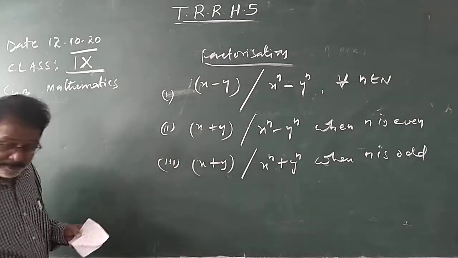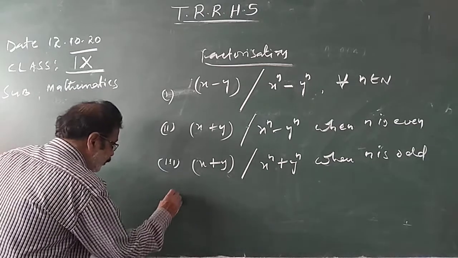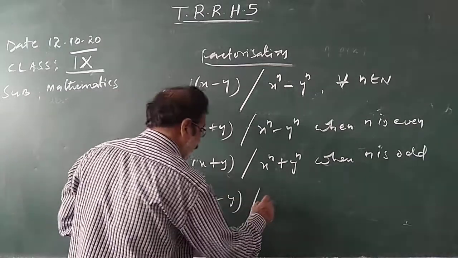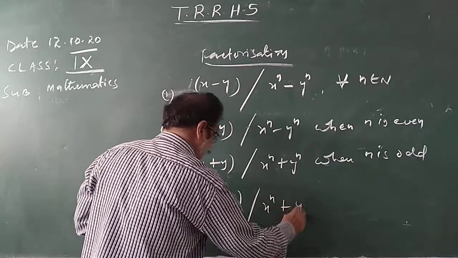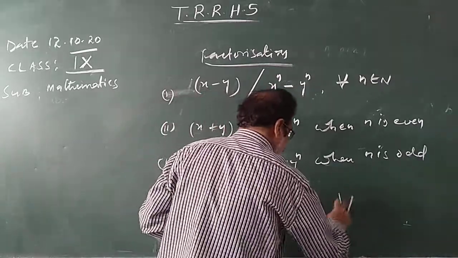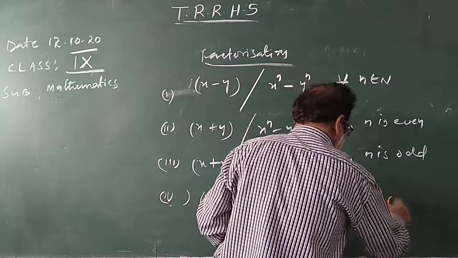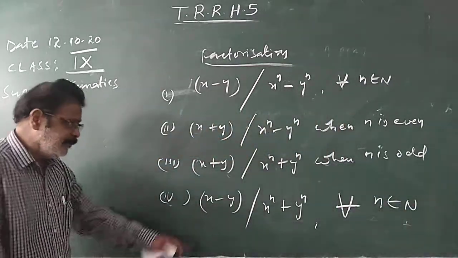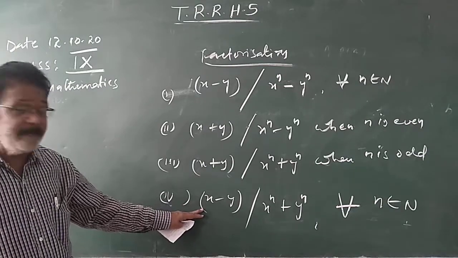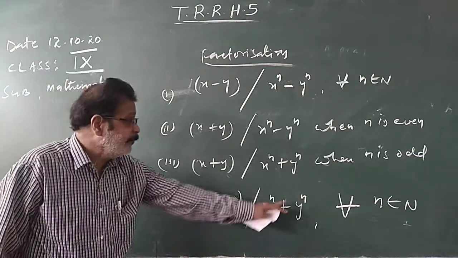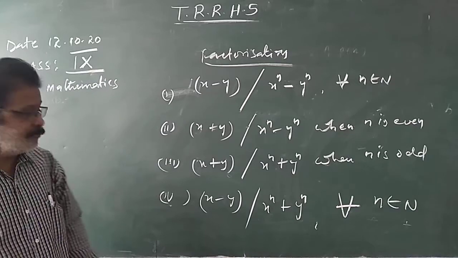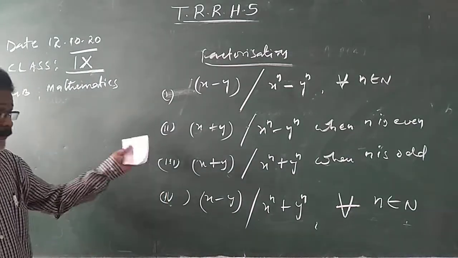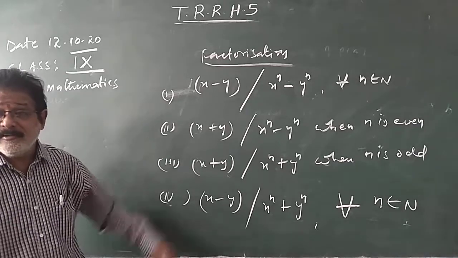And the last one, I repeat: x minus y is a factor of x power n plus y power n for all n belonging to N. The power is from the set of natural numbers. X minus y divides x power n plus y power n. So you remember these four conditions. Note them down, practice, and generate questions on this.